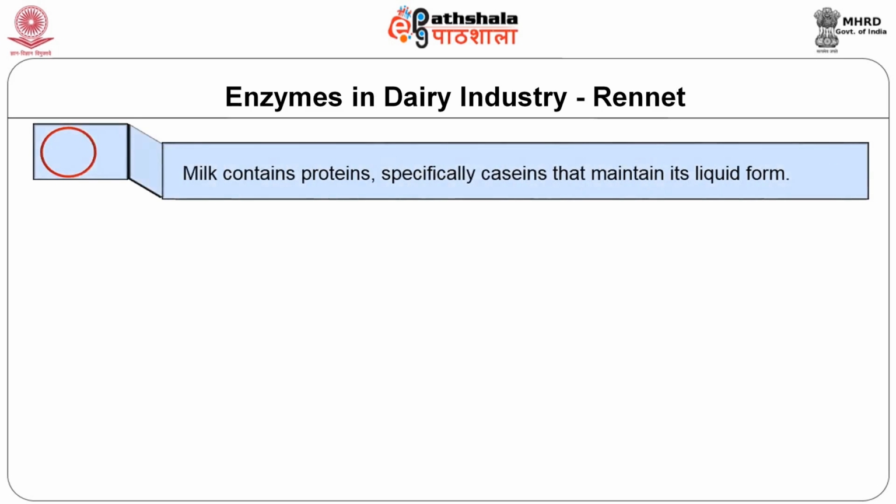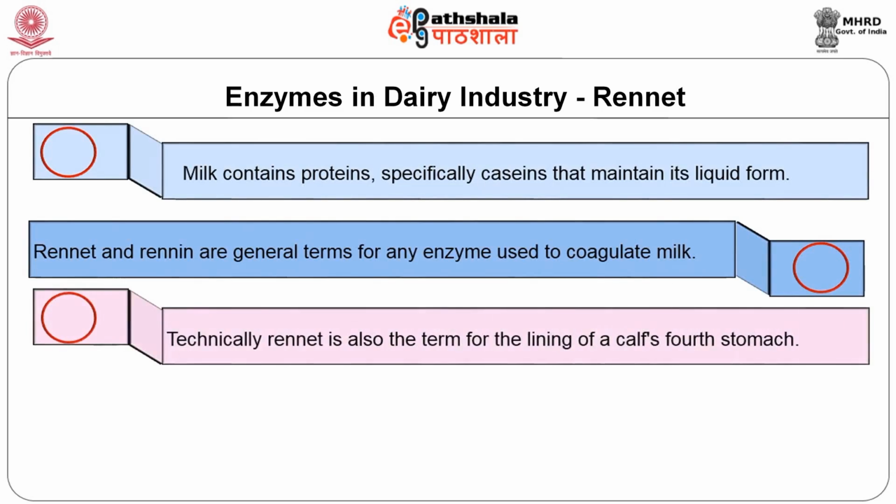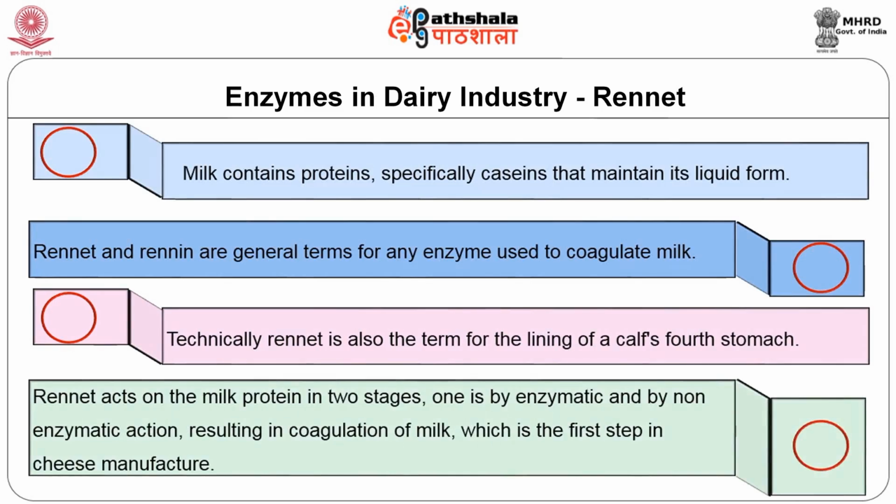Milk contains proteins, specifically caseins, that maintain its liquid form. Rennet and renin are general terms for any enzyme used to coagulate milk. Technically, rennet is also the term for the lining of a calf's fourth stomach. Rennet acts on the milk protein in two stages. The first one is enzymatic and the second is non-enzymatic action, resulting in the coagulation of milk, which is the first step in cheese manufacture.